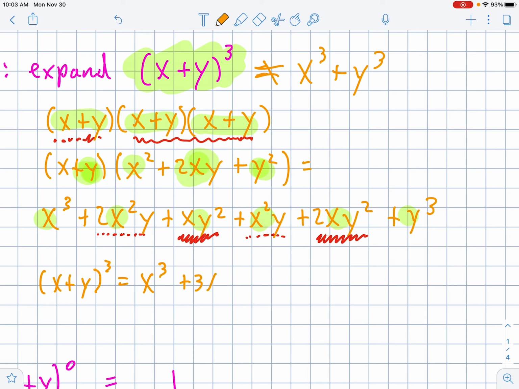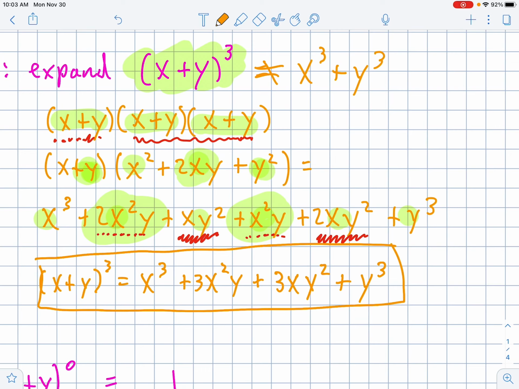So this becomes, let's say, write the original problem, (x plus y) cubed is going to be x cubed plus 3x squared y, because 2x squared y and 1x squared y gives you 3x squared y. And then it's going to be plus 3xy squared plus y cubed. That's our final answer. So that's (x plus y) cubed expanded.